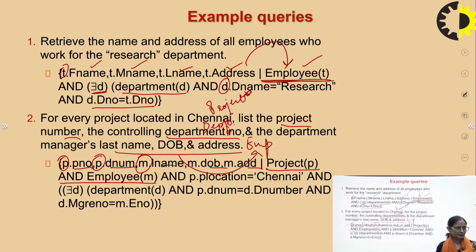And what is the condition? P dot P location is equal to Chennai, and there exists a department D in the relation department such that P dot D num is equal to D dot D num, because the joining is to be done between P and D, and D dot manager number is equal to M dot employee number. So in this way, the three relations are addressed and a TRC is formed.